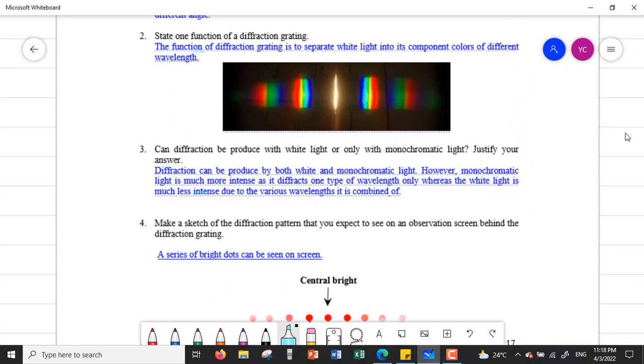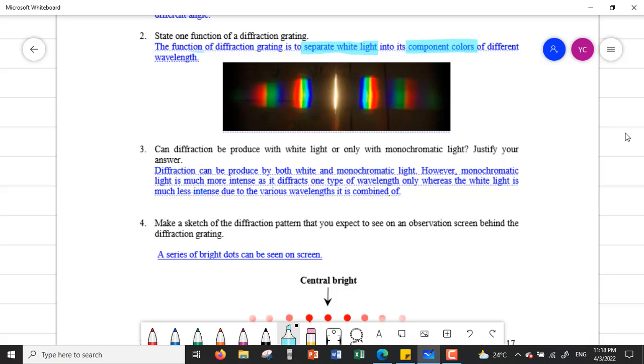Question 2. State one function of diffraction gratings. The diffraction grating is used to separate white light into its component colors of different wavelengths, for example as shown by the figure below.